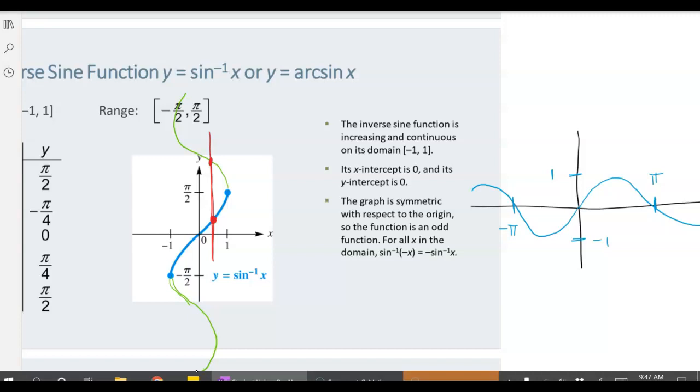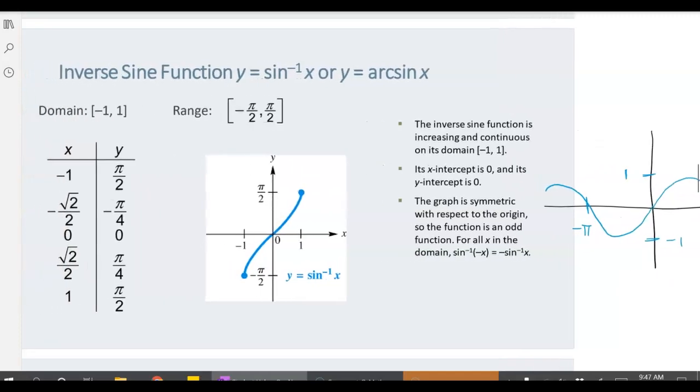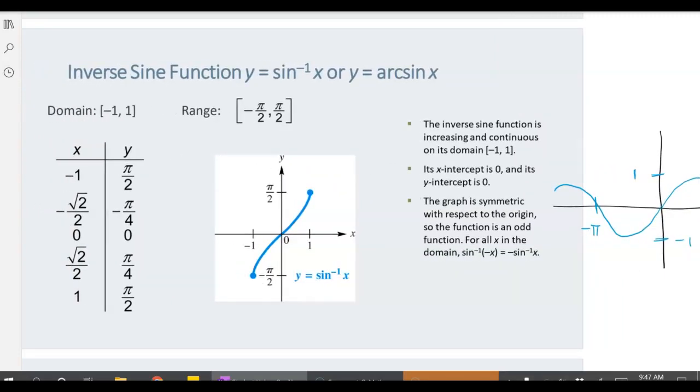So what we've done is we've restricted the graph to just this little portion between -pi/2 and pi/2, so that the inverse is in fact a function of its own. And so when you plug into the calculator any of these inverse sine values, you're only going to get answers that are between -pi/2 and pi/2. So that would be in quadrant 4 or in quadrant 1.